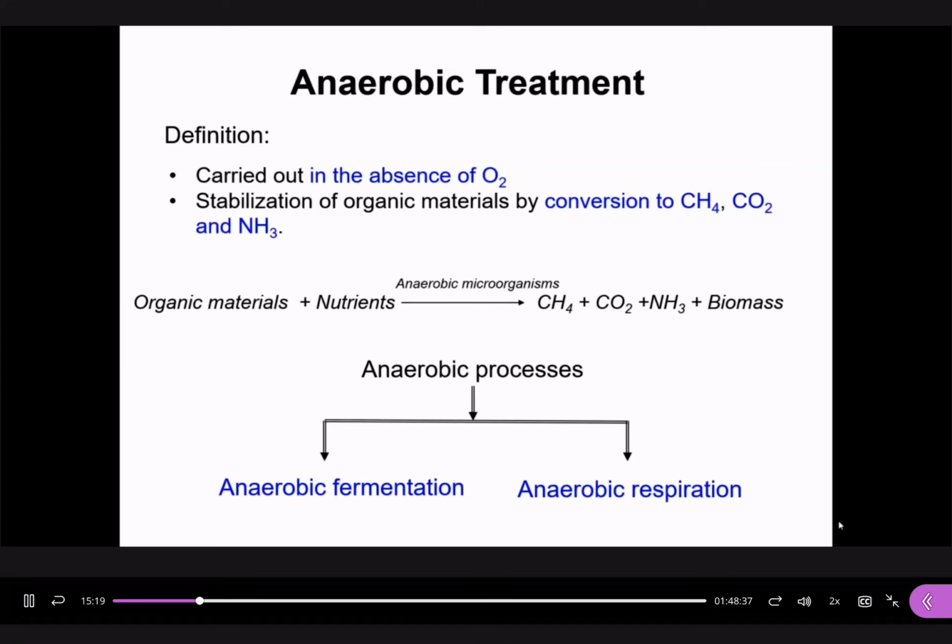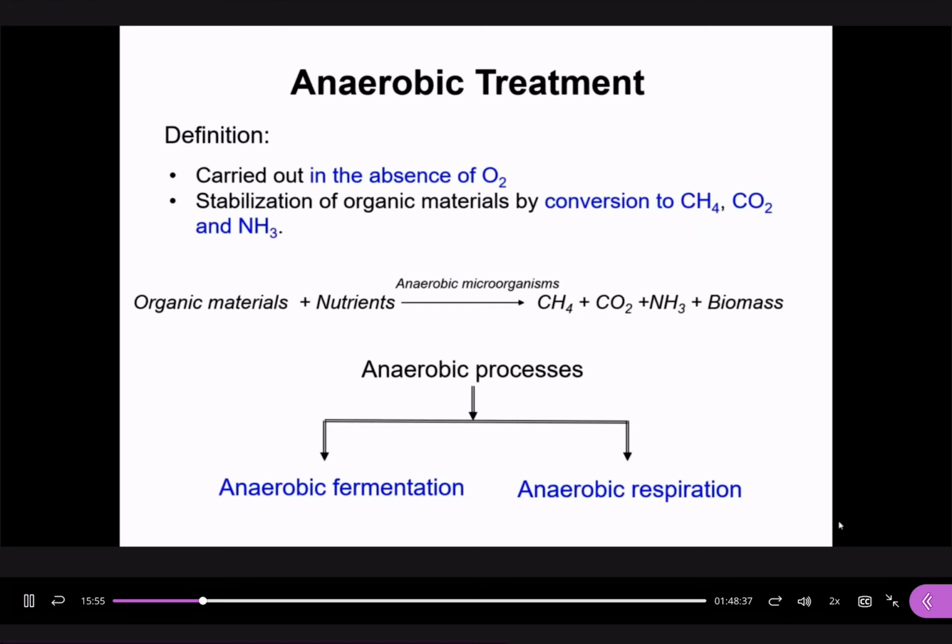Here we utilize anaerobic microorganisms. And we're going to see actually it's an ecosystem, not only one type of anaerobic microorganism, but many. The end product, methane, is useful. It can be used to generate electricity on site. And we have CO2, we have ammonia, we have some new biomass.